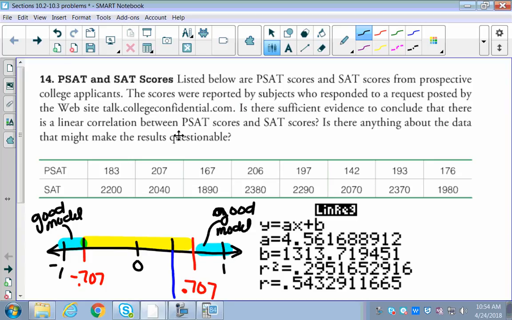So we already answered, is there sufficient evidence to conclude that there's a linear correlation? No. Is there anything wrong or questionable about the data, and what would it be if there is? Self-reported. Self-reported.